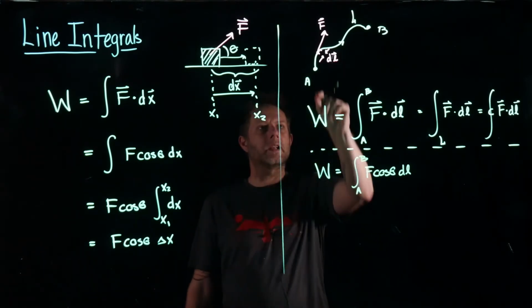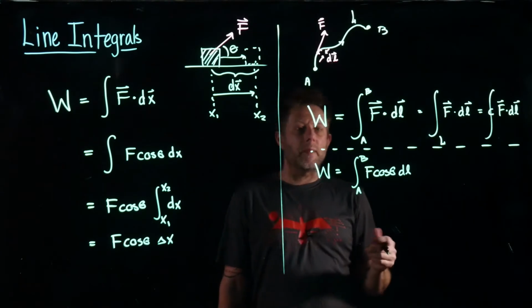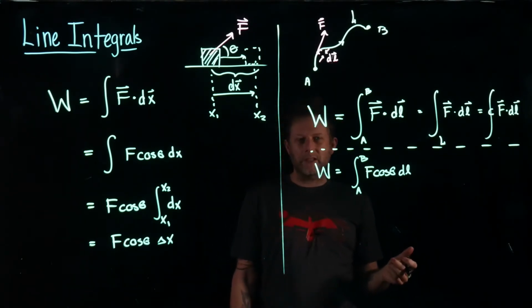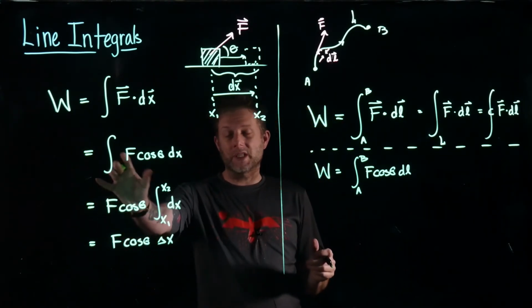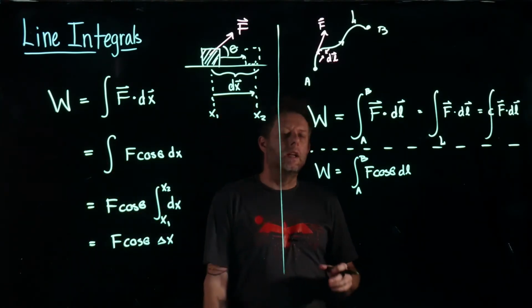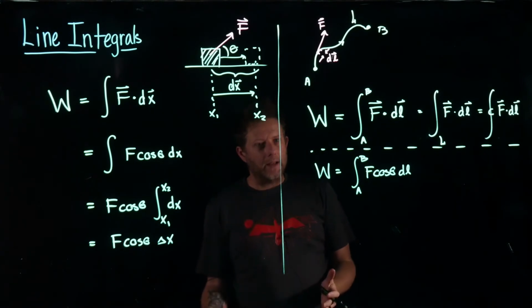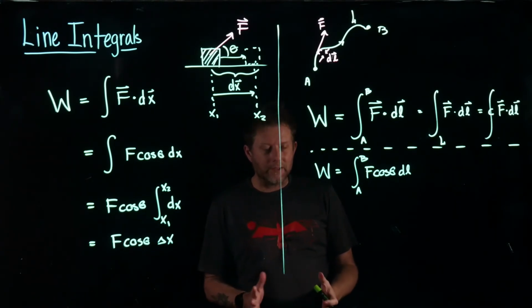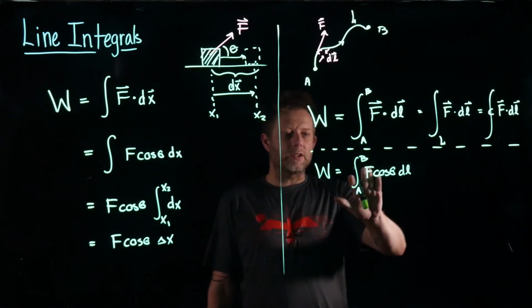Well, we have to look at each element. Is the force constant? Well, it may or may not be. In physics 1, we were so used to just dealing with constant forces, we just pulled them out of the integration. It was easy. In physics 2, classical mechanics, forces are usually not constant, so we cannot pull that out. So we need to keep that inside the integration.